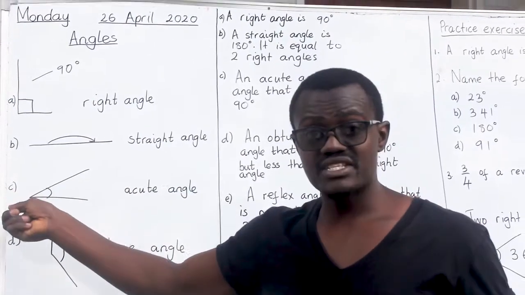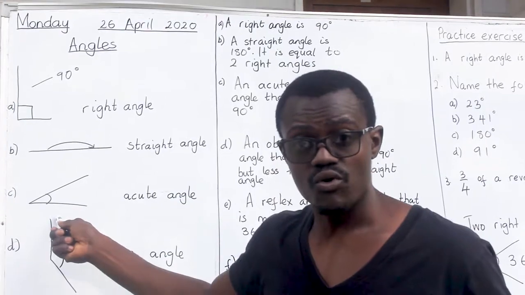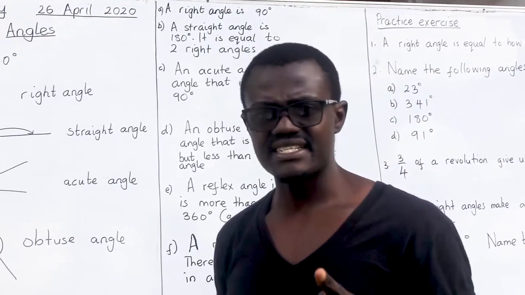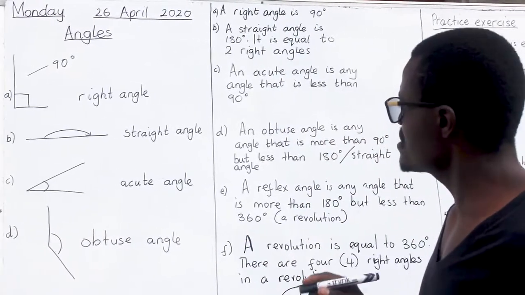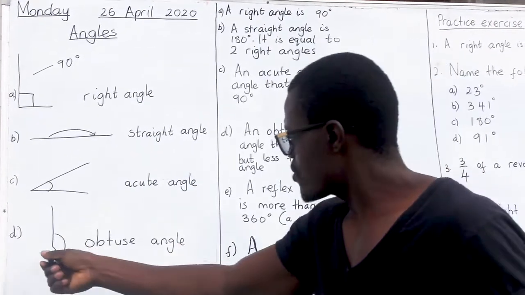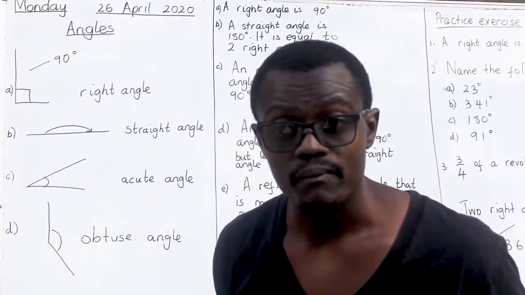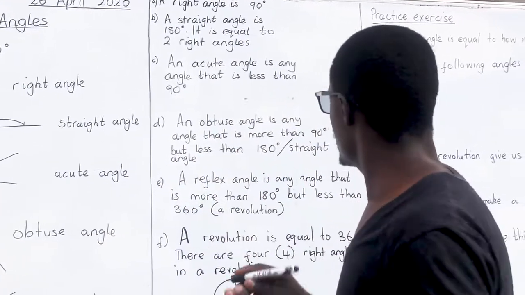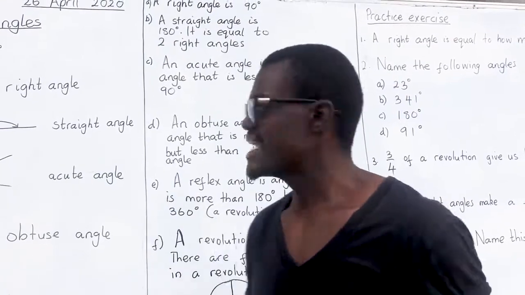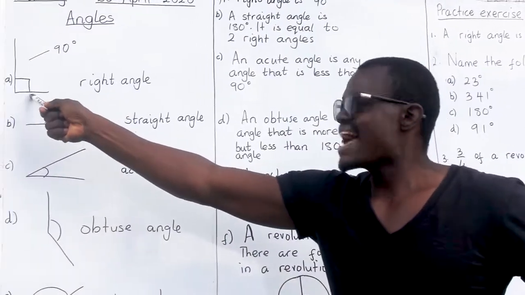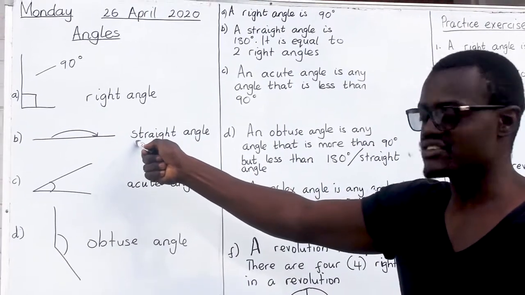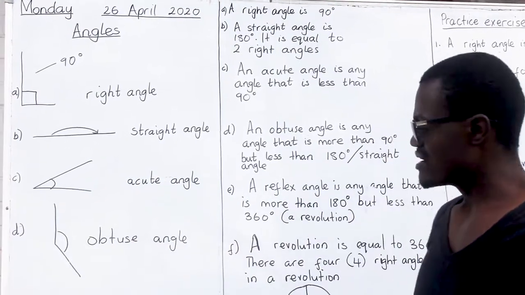Right, moving on to C. On C, this is an acute angle. An acute angle is any angle that is less than 90 degrees. Any angle less than 90 degrees is known as an acute angle. Right, moving on to the fourth angle. The fourth angle given there is an obtuse angle. An obtuse angle is any angle that is more than 90 degrees but less than 180 degrees, which is a straight angle. That's an obtuse angle.